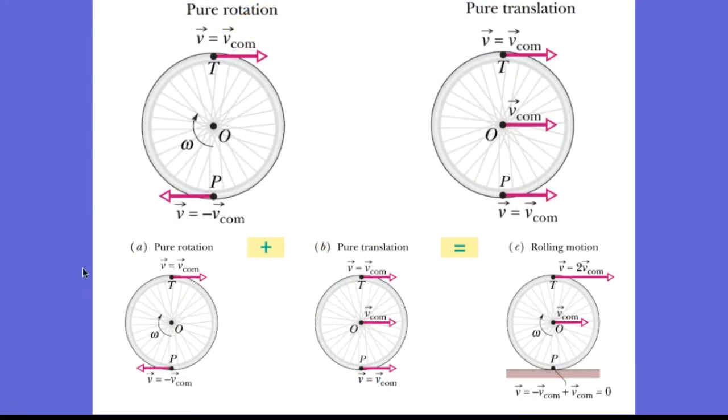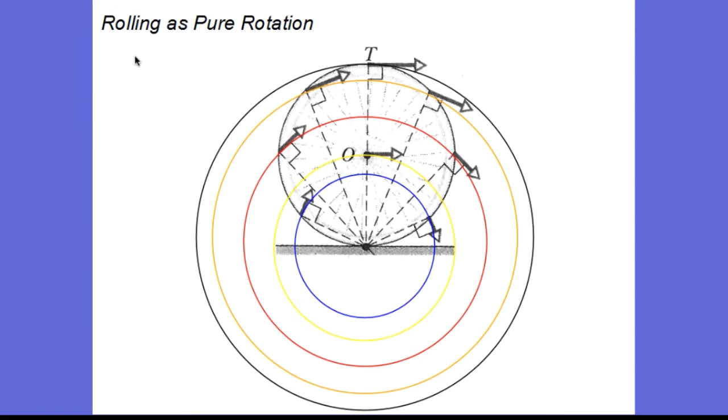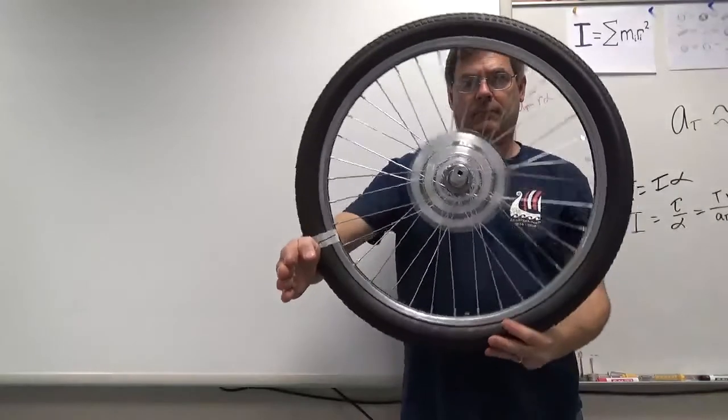So that's what we got when we looked at it as combining pure rotation with pure translation to come up with rolling motion. There is another way of looking at it, however. We could consider it rolling as pure rotation, where the wheel at any given moment is rotating about a point that is not at point O, but rather at a point where the tire is in contact with the ground. And at any given moment, the tire is rotating about that point.